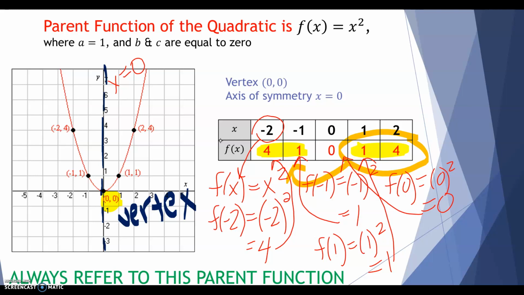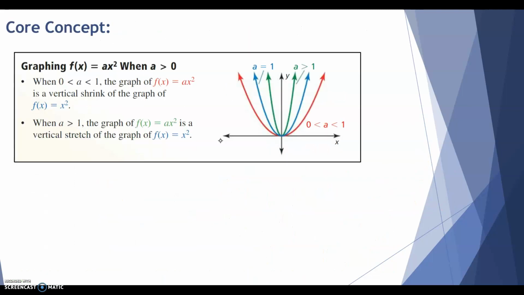Okay, so I do have some other characteristics of this parent function. So a, which I've told you is 1, is not going to be 1 anymore. So here's our first core concept. As you can see, if you look at these graphs, this blue line is when a is 1. So there's your parent function.